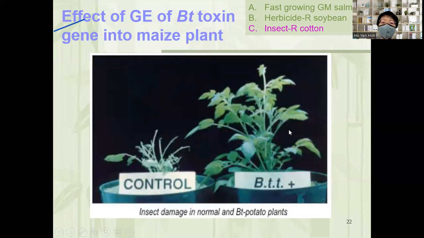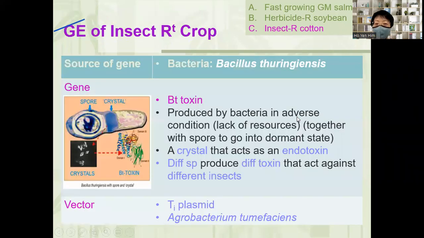Left side is control plant, right side is BT plant. Control plant, you put the moth there, and then they lay eggs, and then their larva starts to feed on the leaf and then die. This one, larva feed and feed, larva die. Leaves are still there.